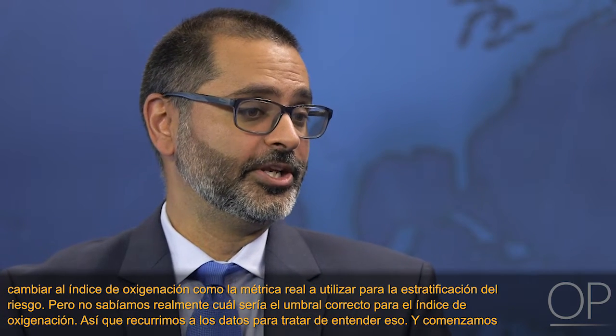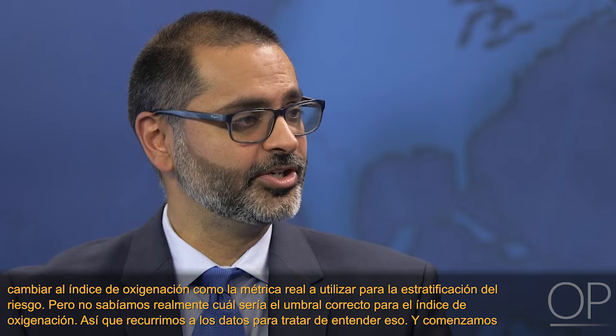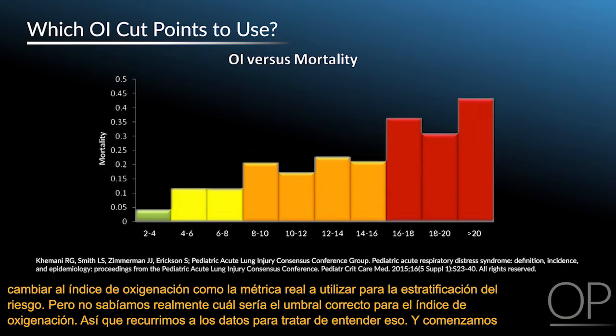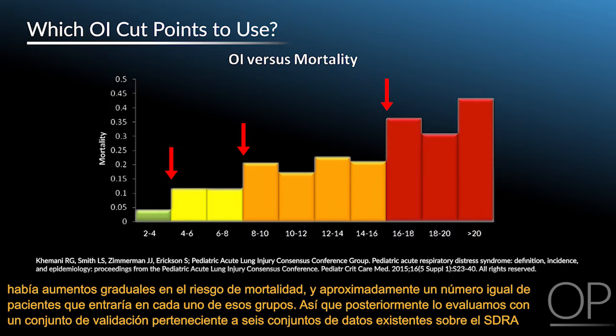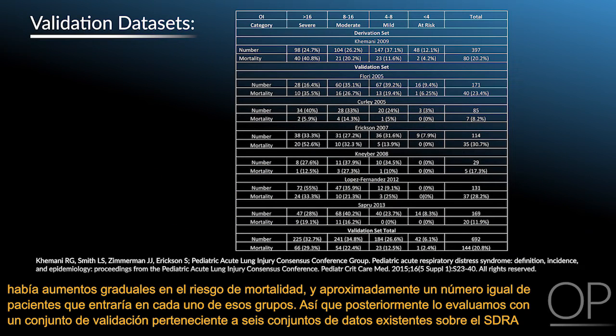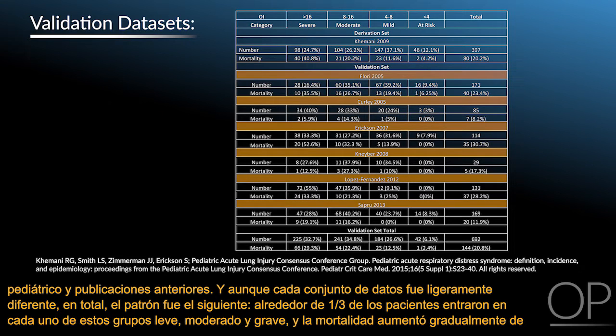But we didn't really know what the right cutoffs would be for oxygenation index. And so here we went to data to try to understand that. We started first with the derivation set, which came from some data at Children's Hospital Los Angeles. And what we saw was there seemed to be these natural breakpoints at an OI of 4, an OI of 8, and an OI of 16, where there were stepwise increases in mortality risk and roughly an equal number of patients that would fall into each of those groups. So we subsequently tested that with a validation set that was from 6 existing pediatric ARDS datasets and previous publications.